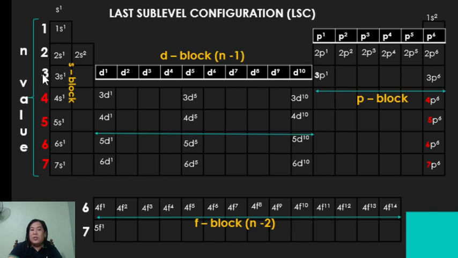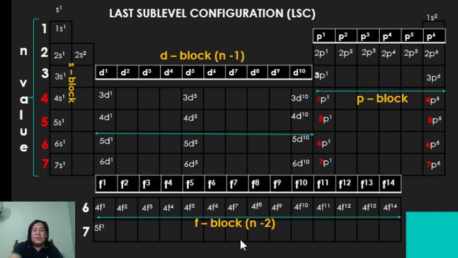3p1. It belongs to the period 3, so 3 yan. Then followed by 4p1, 5p1, 6p1, and then 7p1. And then 4p1 papunta sa 4p6, then 5p1 papunta sa 5p6, 3p1 papunta sa 3p6. So those are the last sublevel configuration of the elements found in the P block.